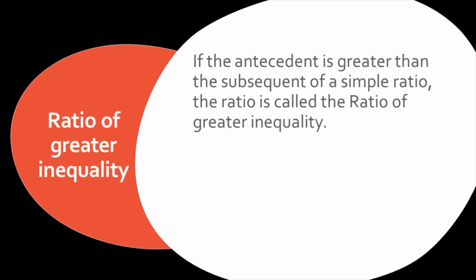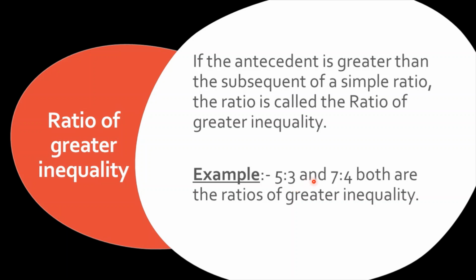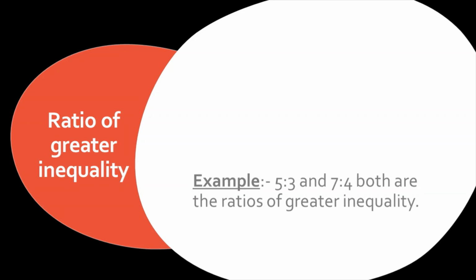Now, ratio of greater inequality. If the antecedent is greater than the subsequent of a simple ratio, the ratio is called the ratio of greater inequality. So this is the opposite of the ratio of less inequality. Example: 5:3 and 7:4 are both ratios of greater inequality, because here the antecedent is bigger than the subsequent, 7 is bigger than the subsequent 4. So this is the example of ratio of greater inequality.